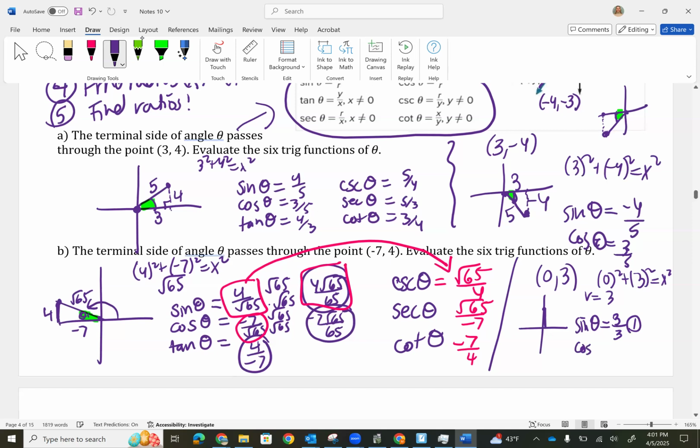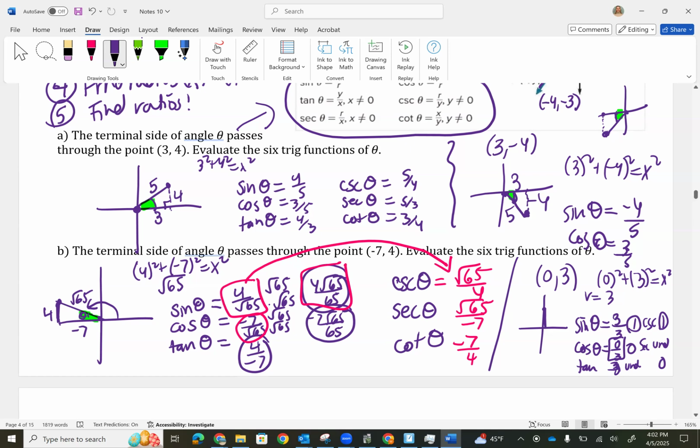You would do cosine of theta, which would be x over r, which would be 0 over 3, which is 0. Tangent would be 3 over 0. That is undefined. You would write undefined. And then when you flip these over, cosecant would still be 1. When you flip over 1, you still get 1. When you flip over 0 over 3, you get undefined. And then when you flip over tangent, you're going to flip over 3 over 0. That makes 0.